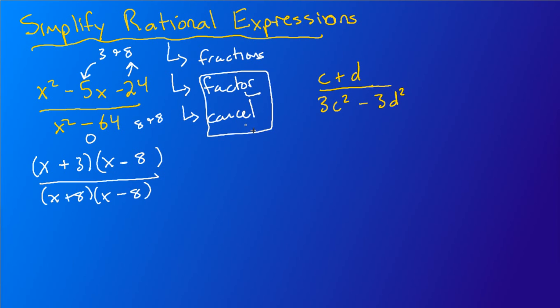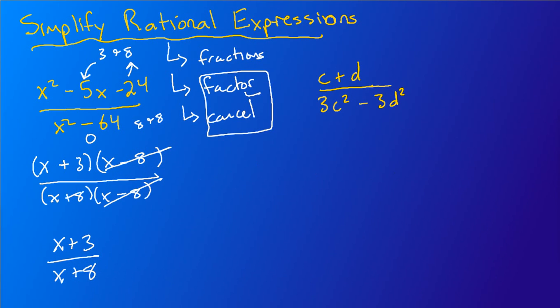So I did that. Now I'm going to cancel. What can I cancel? I look at numerator and denominator and see what they have the same. Oh, look, they have these the same. So I can cancel both of those. That leaves me with my answer, x plus 3 over x plus 8.